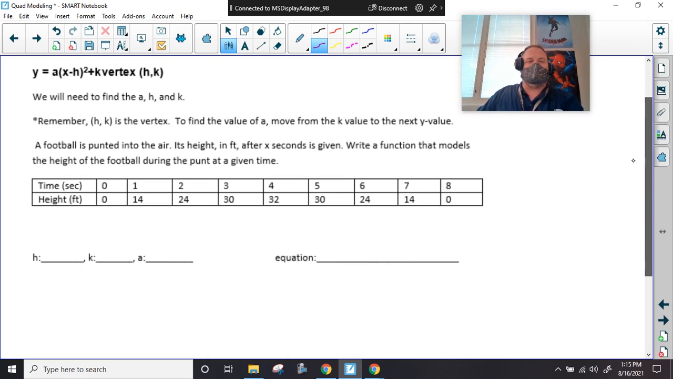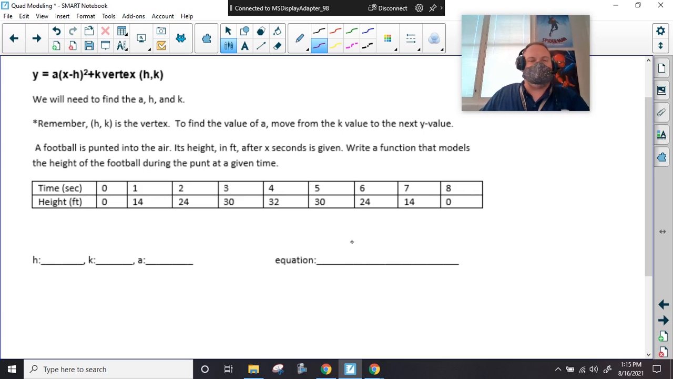All right. So, a football is punted into the air. It's hot, out of function. This is what we need to do. Let's look at the Y values and see where they start being symmetrical. Let's see when they start repeating. If we do that, it's this right here.